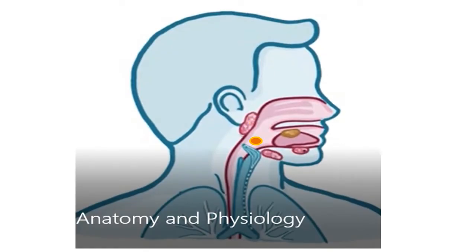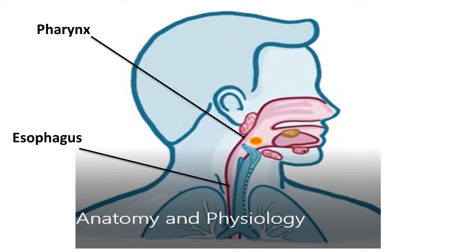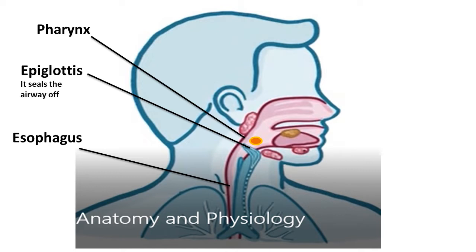The food particles then come towards the pharynx and then to the esophagus. But in the middle, there is a lid-like structure which is called epiglottis. The epiglottis seals the airway off. In this way, it prevents food from going inside the airway. And the food particles easily go from the pharynx towards the esophagus and then reach the stomach.